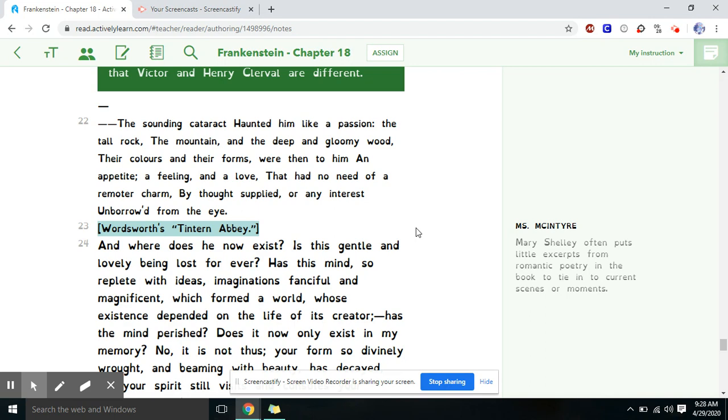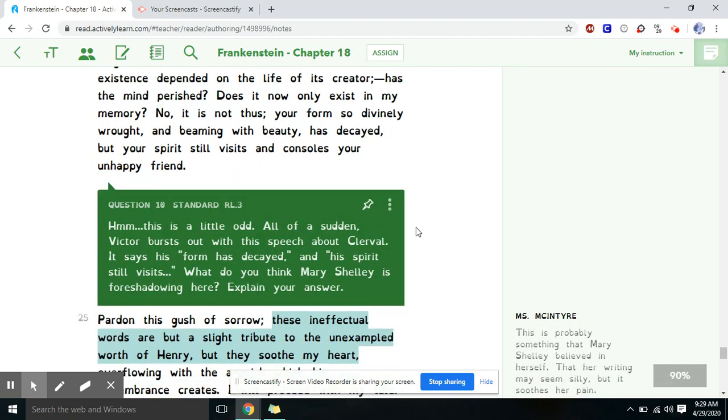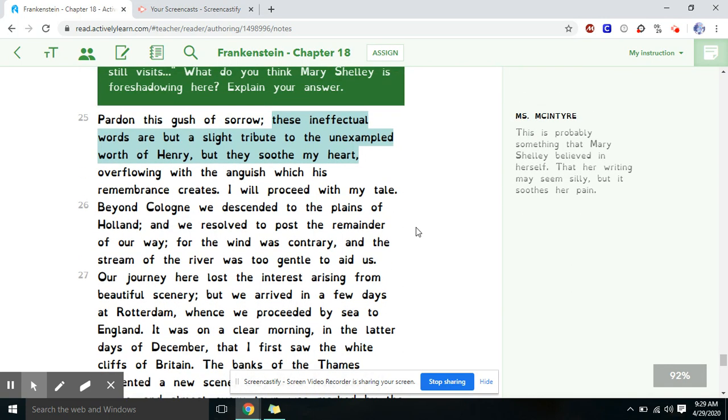And where does Clerval now exist? Is this gentle and lovely being lost forever? Has this mind, so replete with ideas, imaginations fanciful and magnificent, which formed a world, whose existence depended on the life of its creator, has the mind perished? Does it now only exist in my memory? No, it is not thus. Your form so divinely wrought and beaming with beauty has decayed, but your spirit still visits and consoles your unhappy friend. Pardon this gush of sorrow. These ineffectual words are but a slight tribute to the unexampled worth of Henry, but they soothe my heart, overflowing with the anguish which his remembrance creates. I will proceed with my tale.